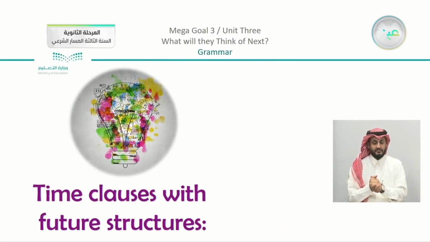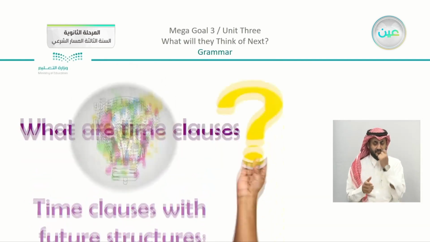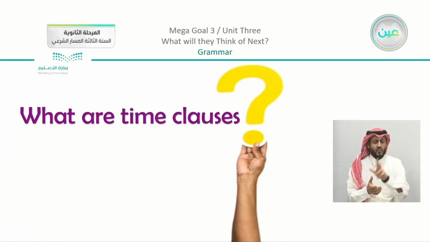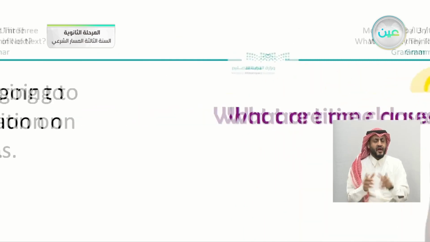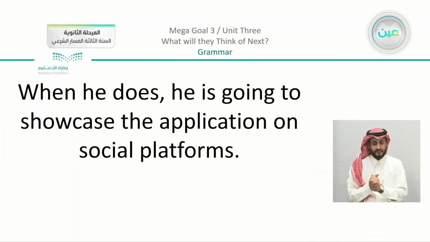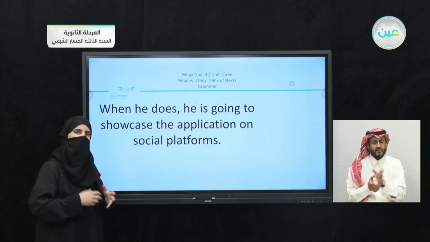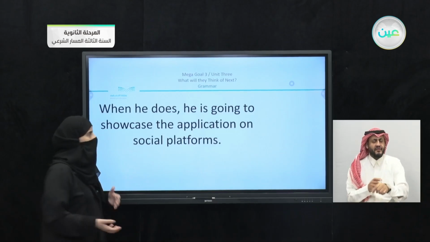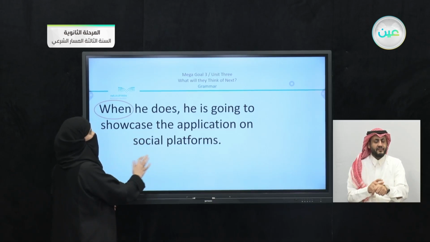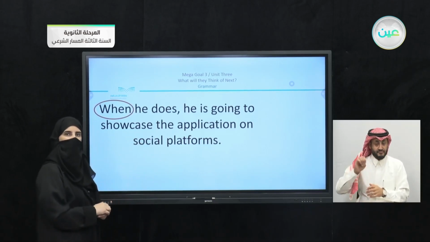Now we're going to discuss time clauses with the future tense. So we have here, what are time clauses? We're going to see the time clauses that we have mentioned here. Like this example here, when he does, he's going to showcase the application on social platforms. What is the word that indicates time? You can see that the word here is, yes, correct, we have here the word when.